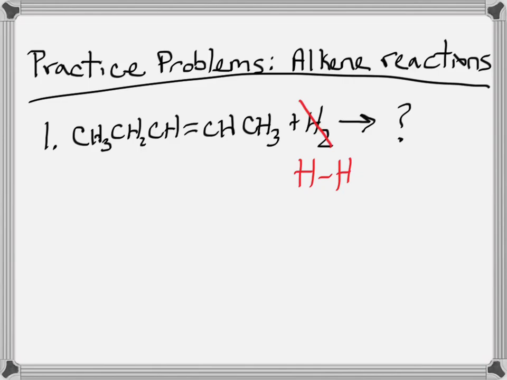One thing to remember in a lot of alkene reactions, I don't want to say all, is that it's the double bond that's going to get attacked. We're going to break that double bond. That double bond is very reactive, so we're going to break it and add hydrogens across, or add a molecule across that double bond, so to speak.